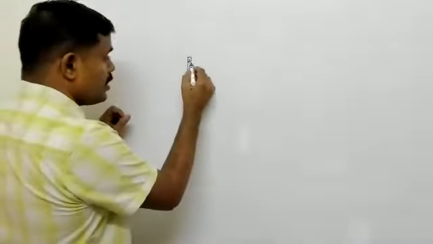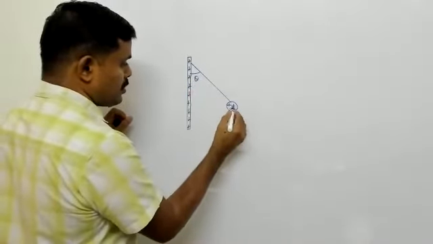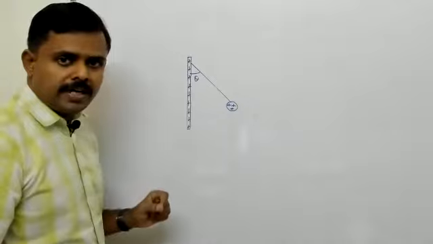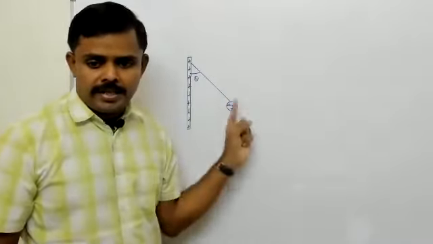And a simple pendulum is making an angle theta. So this bob must be positive. Why? Then only will it repel to the right, and it can stay like this.